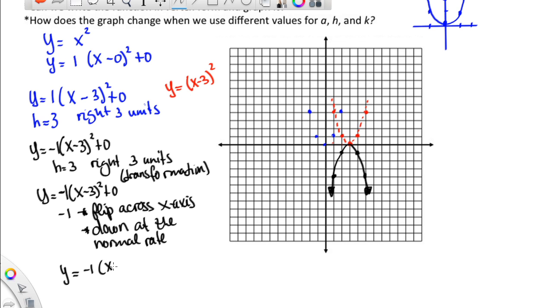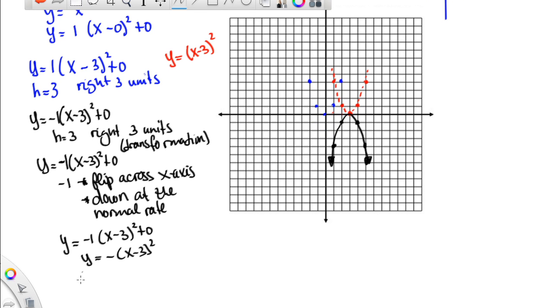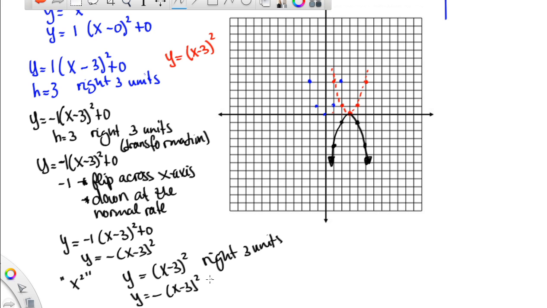So if I was listing the transformations, I would say, okay, well, compared to x squared, I can make that x minus 3 squared by doing right 3 units. And then I can make it a negative x minus 3 squared, and then pick either one of these, flip across the x-axis or down at the normal rate. And actually I'm going to say down at the normal rate for right now.